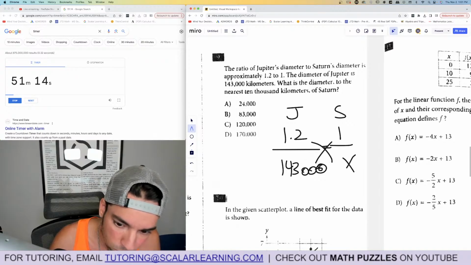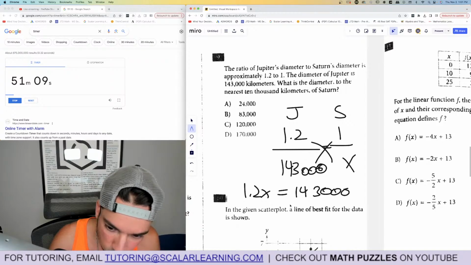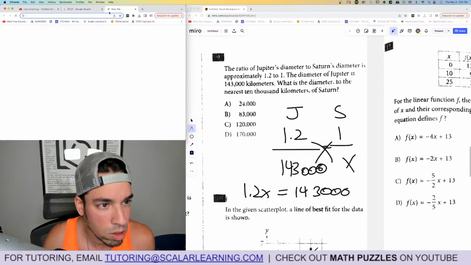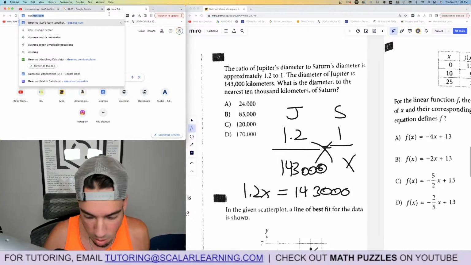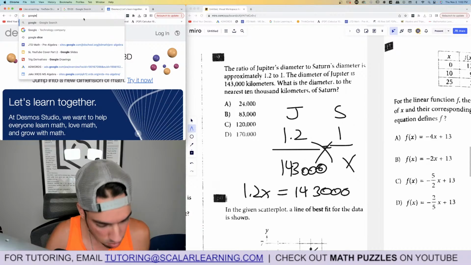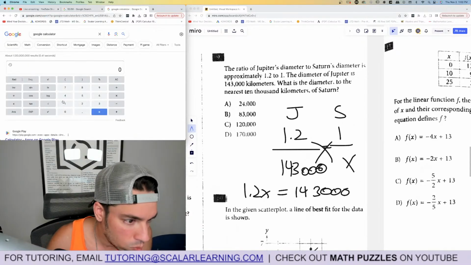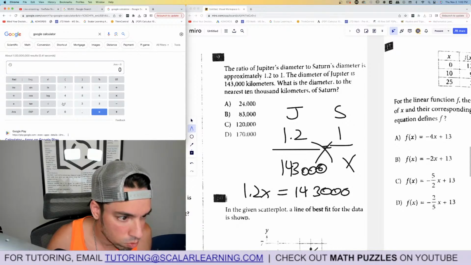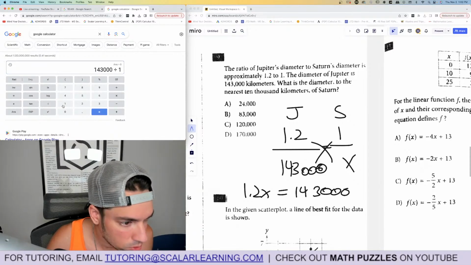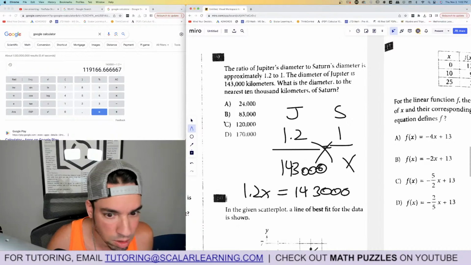Cross multiply, boom, boom. 1.2x equals 143,000. Divide both sides by that. Hold on, let's go to a calculator. Let's do Desmos. Oh wait, no, let's do Google Calculator. It's easier, quicker, simpler. 143,000 divided by 1.2. I guess it's to the nearest 10,000, so it's 120.